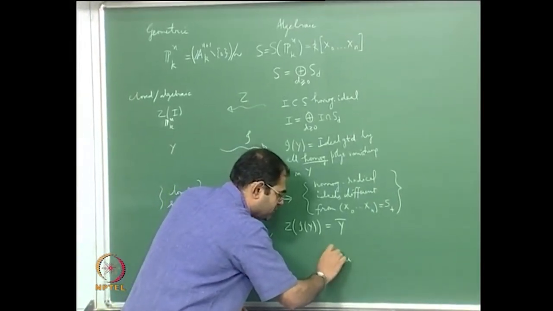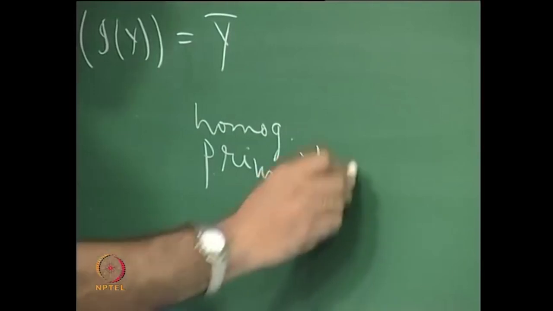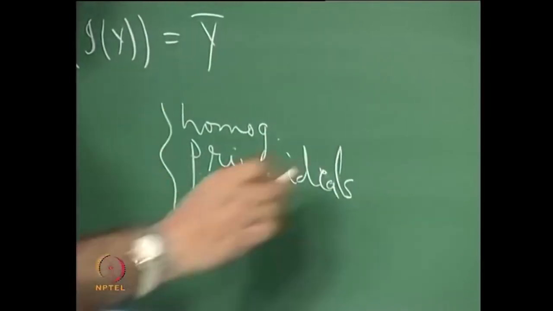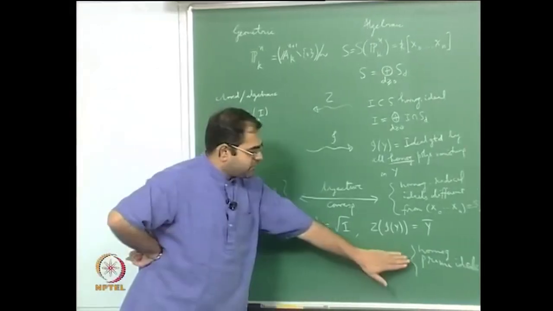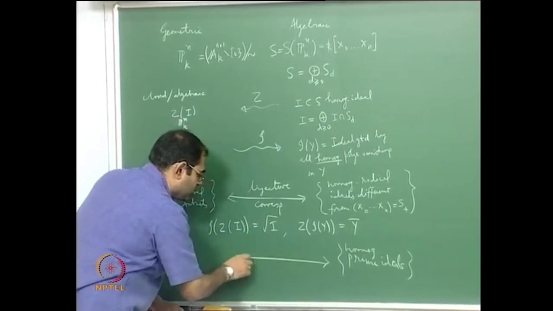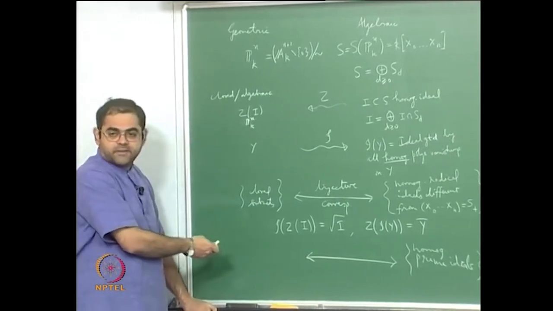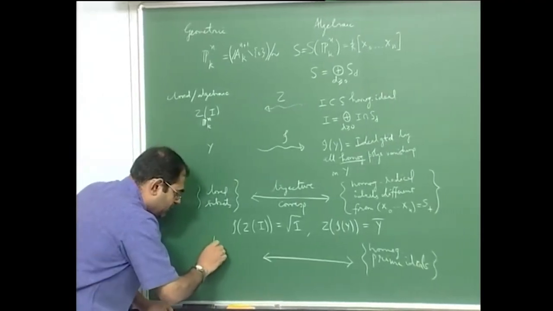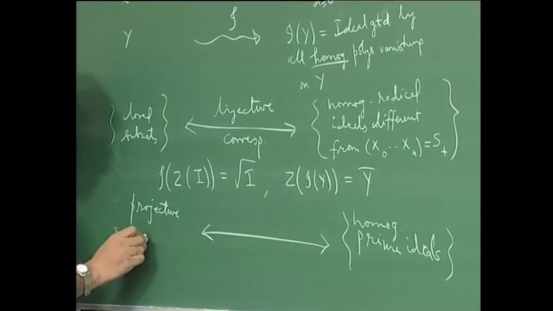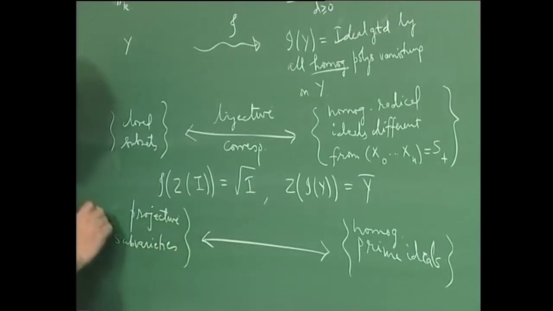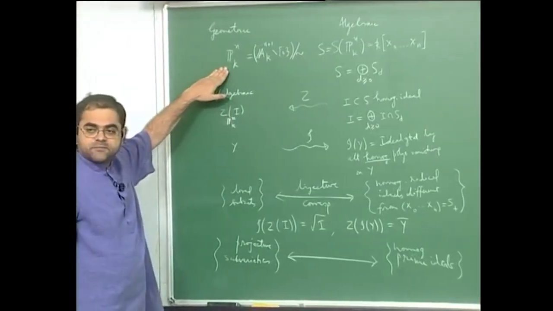if you take prime ideals, homogeneous prime ideals, that's a subset of this. Because a prime ideal is always radical, so if you take the subset of homogeneous prime ideals, that under this correspondence will go to what are called projective varieties. These will be irreducible algebraic sets in projective space. So on this side I will get projective subvarieties, and by projective subvarieties I mean closed or algebraic subsets of projective space which are irreducible.